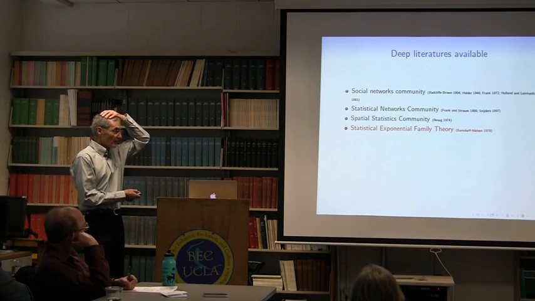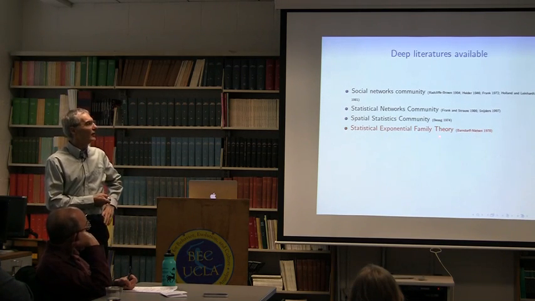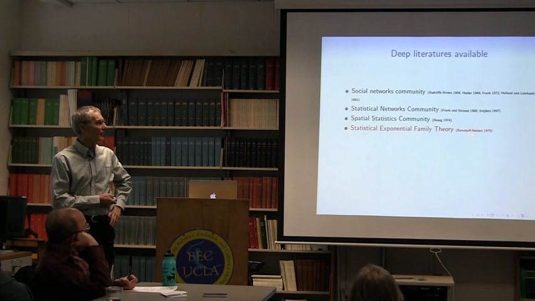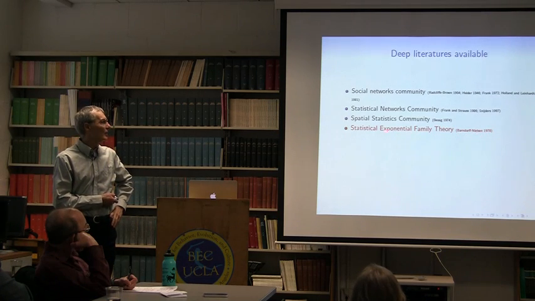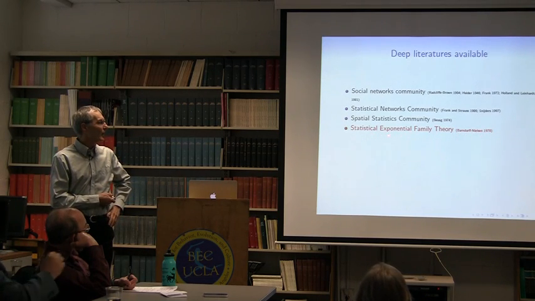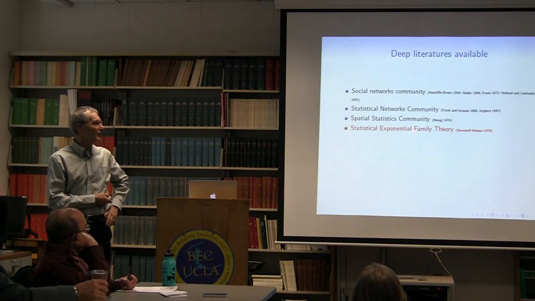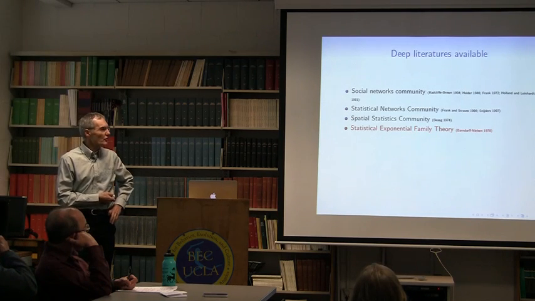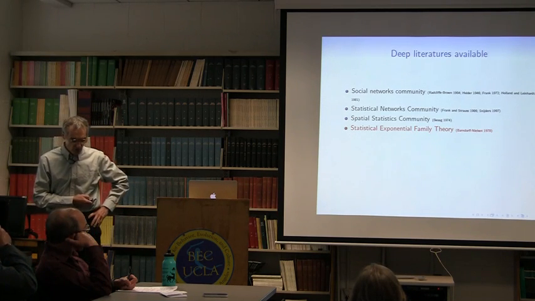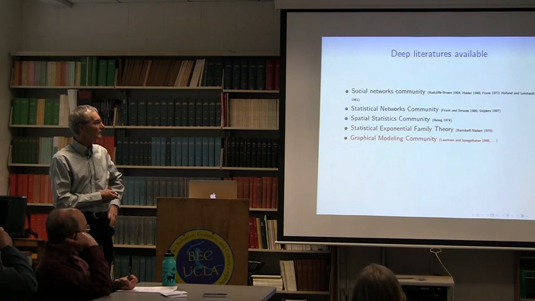From a statistical perspective, the statistical exponential family theory has been very important in this field. And I go back again to the seminal work of Barndorff-Nielsen. It's very important because this work enables us to represent complex multivariate distributions through relatively simple and tractable ways.